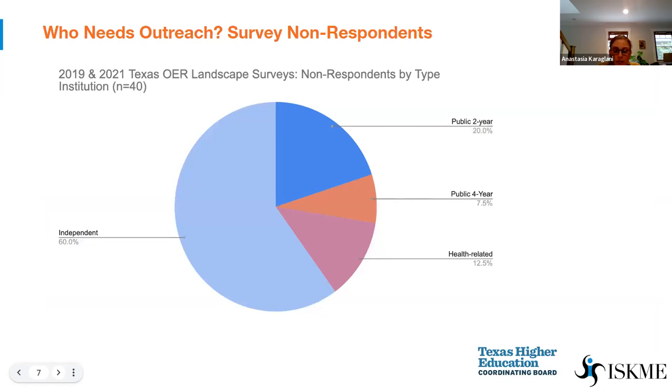As part of the study, we also identified and mapped the institutions that did not respond to either the 2019 or the 2021 OER landscape survey. 40 institutions out of the 169 that were invited to participate in the surveys did not respond. This represents 24% of all post-secondary institutions. And as you can see from the pie chart here, 60% of the non-responding institutions were private institutions.